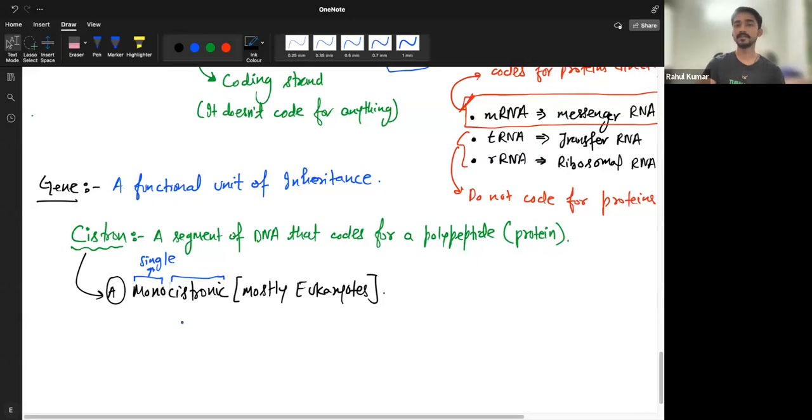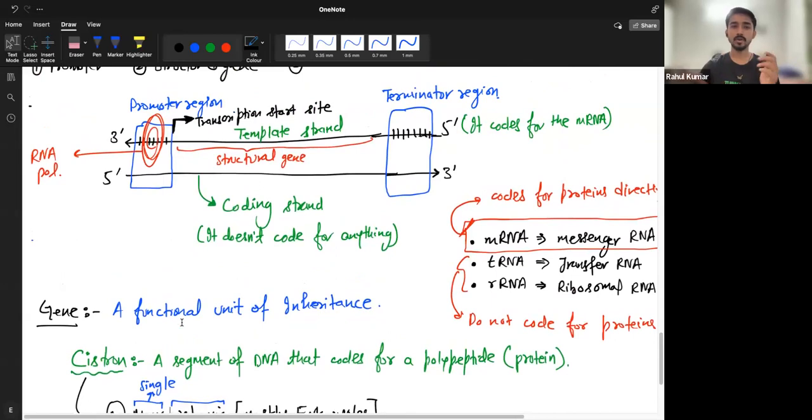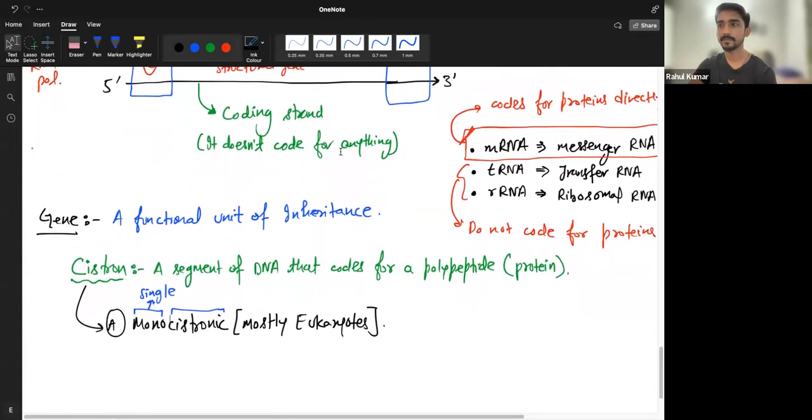So in humans, the way our transcription units are organized is that we have a promoter region, we have a terminator region, and all our structural genes are monocistronic, which means between one promoter and one terminator, we will only have one gene that will code for one protein. Is it okay? Yes. Yeah, so write down.